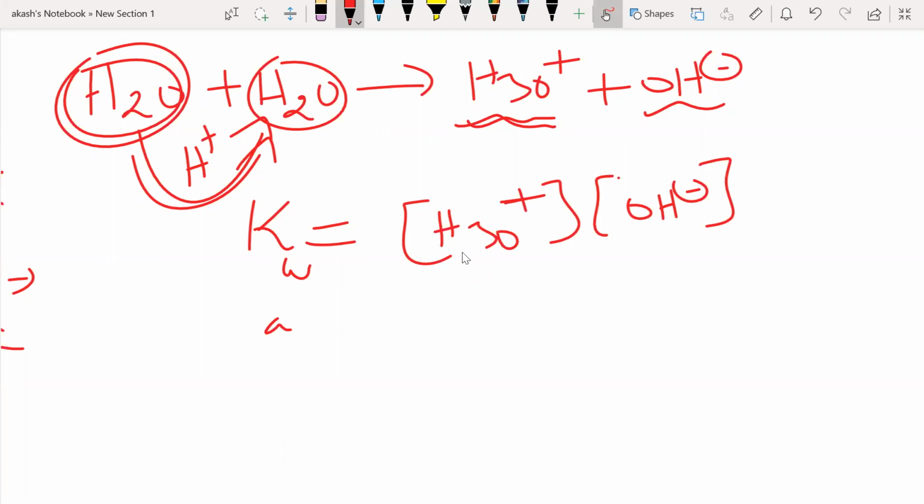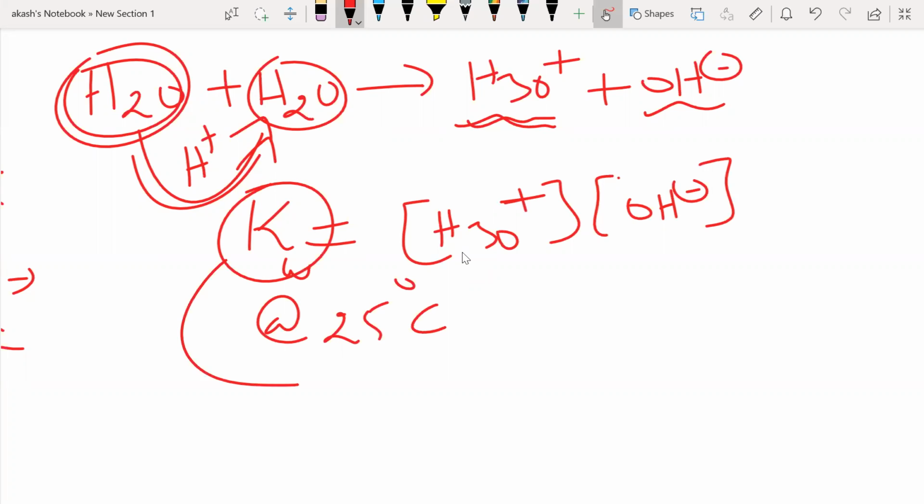Now at 25 degrees Celsius, people, this KW value was experimentally found out. Don't ask me how. It's beyond the scope of your 12th. So this KW value was experimentally found out at 25 degrees Celsius, and they found the value to be 10 to the power minus 14.